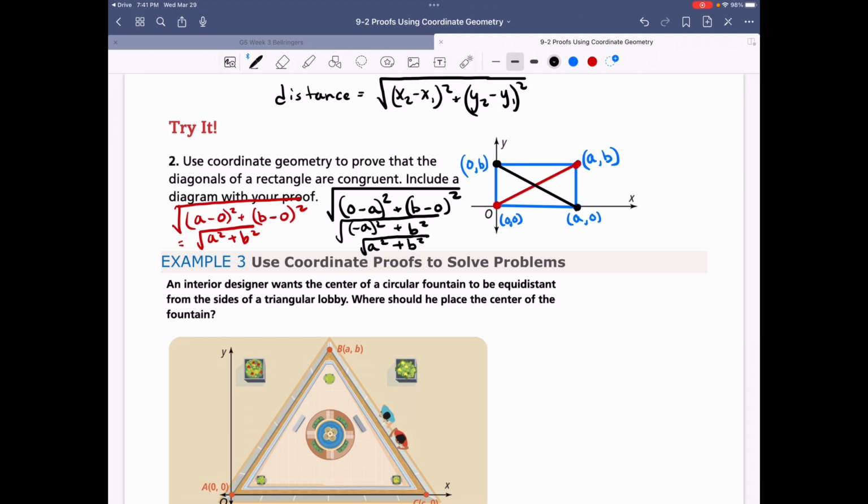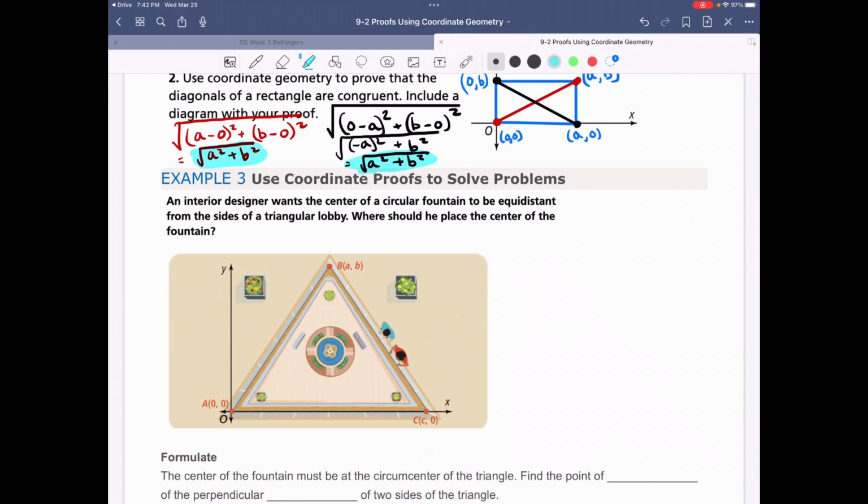And that is proving that the red line and the black line are congruent, and because we used algebra, this will be true for any rectangle since we used variables, because whatever number you put in for a or b, however big or small your rectangle is, the diagonals will always be congruent. And so we just proved that. Now let's use coordinate proofs to solve problems.